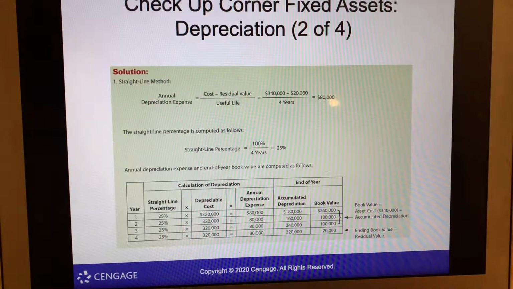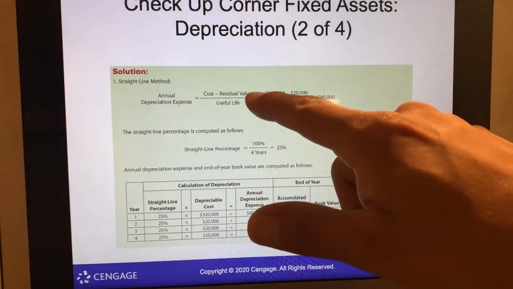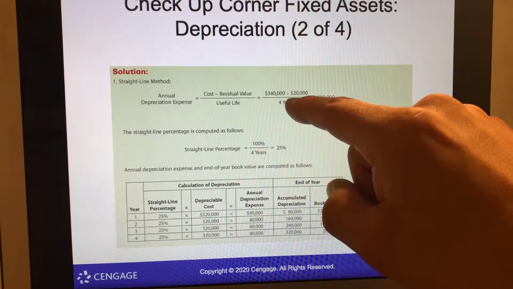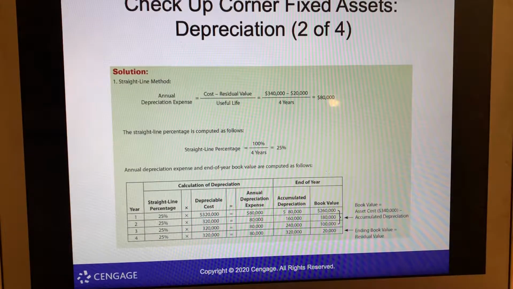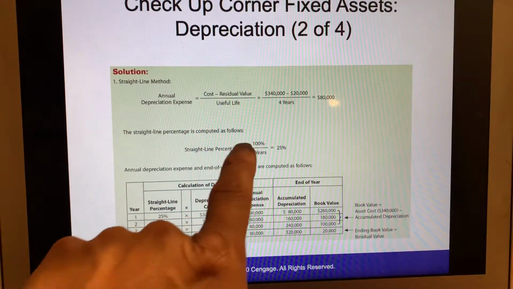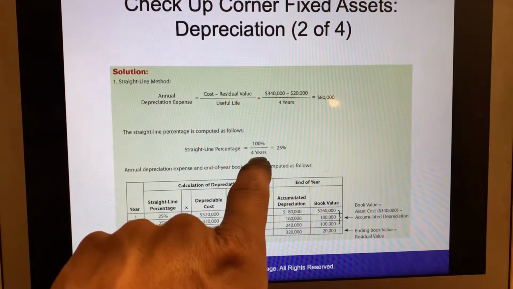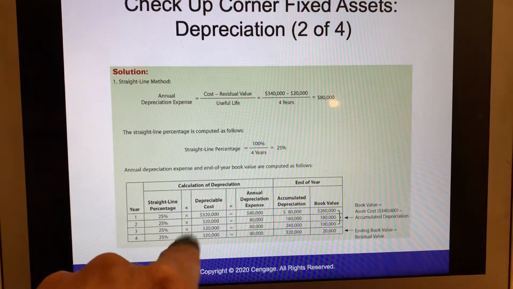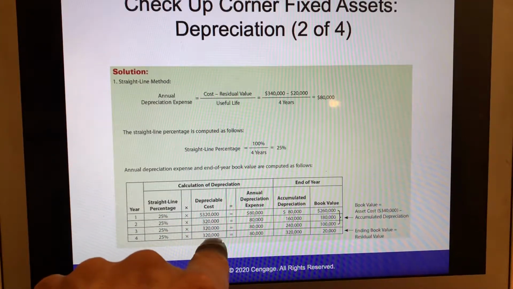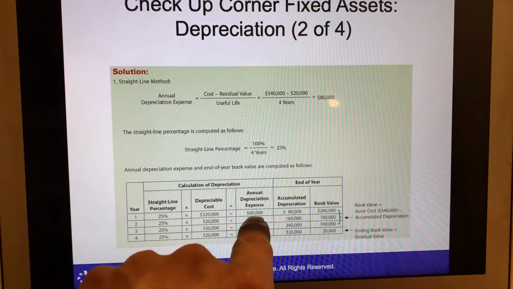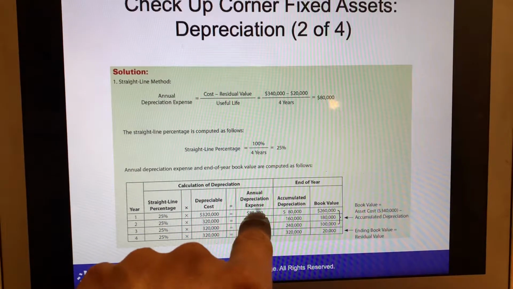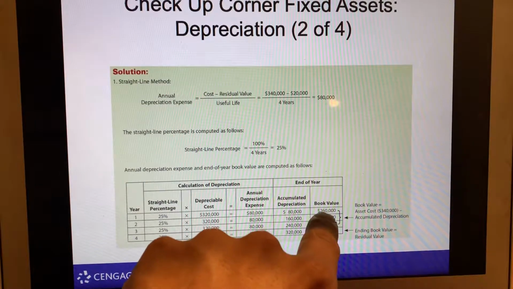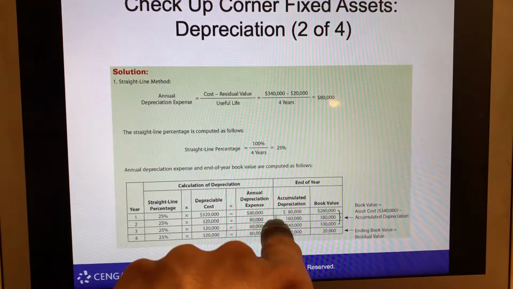So here we go, annual depreciation expense. Remember, 340 minus the residual value or salvage value, divided by 4 years, so 80,000 per year. For the straight line method, 1,000 divided by 4 years is 25%, so 25% each year. 320 is our depreciable cost times 25%. So the first year we can depreciate 80,000, and our book value then will be 260. The next year we take another 80,000 off.